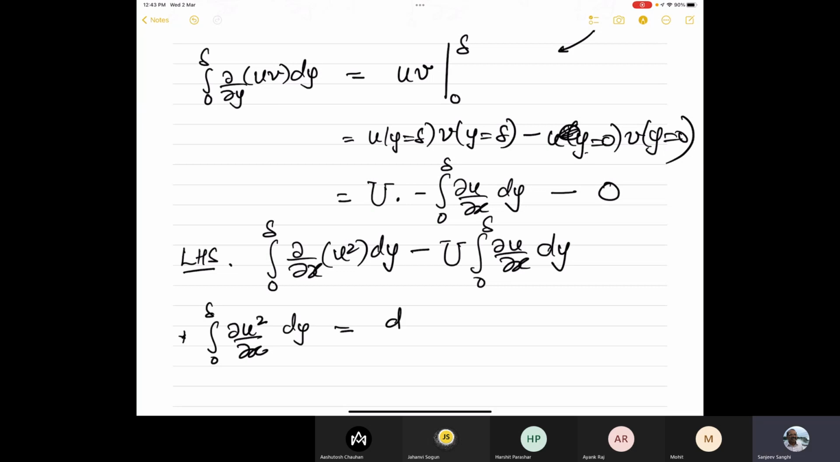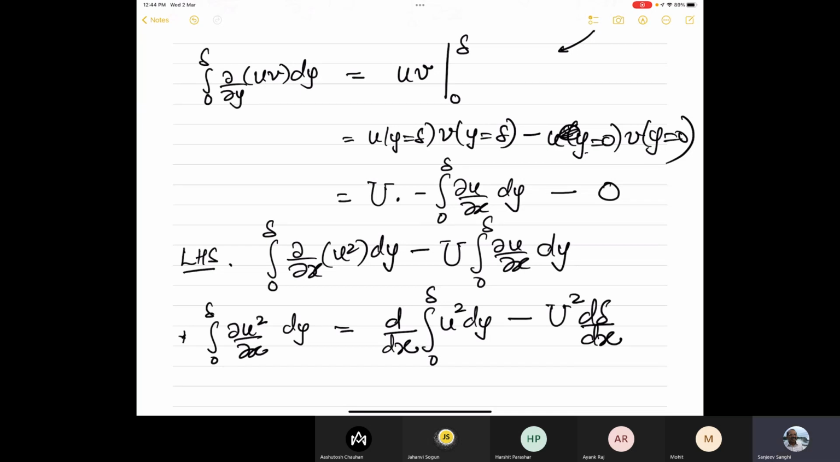This will be equal to, using Leibniz rule, d by dx, I can pull it outside the integral of u square dy, minus the value of u at delta, which is capital U square, d delta by dx, and then there will be a plus term which will be 0.